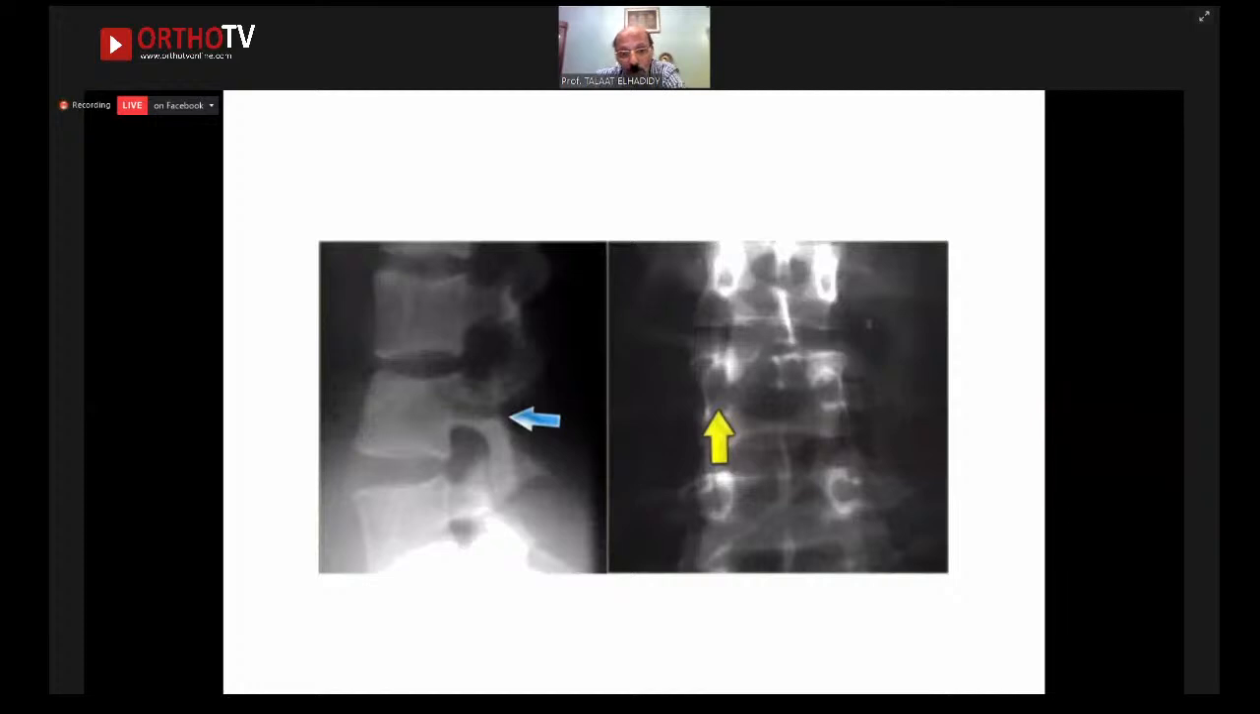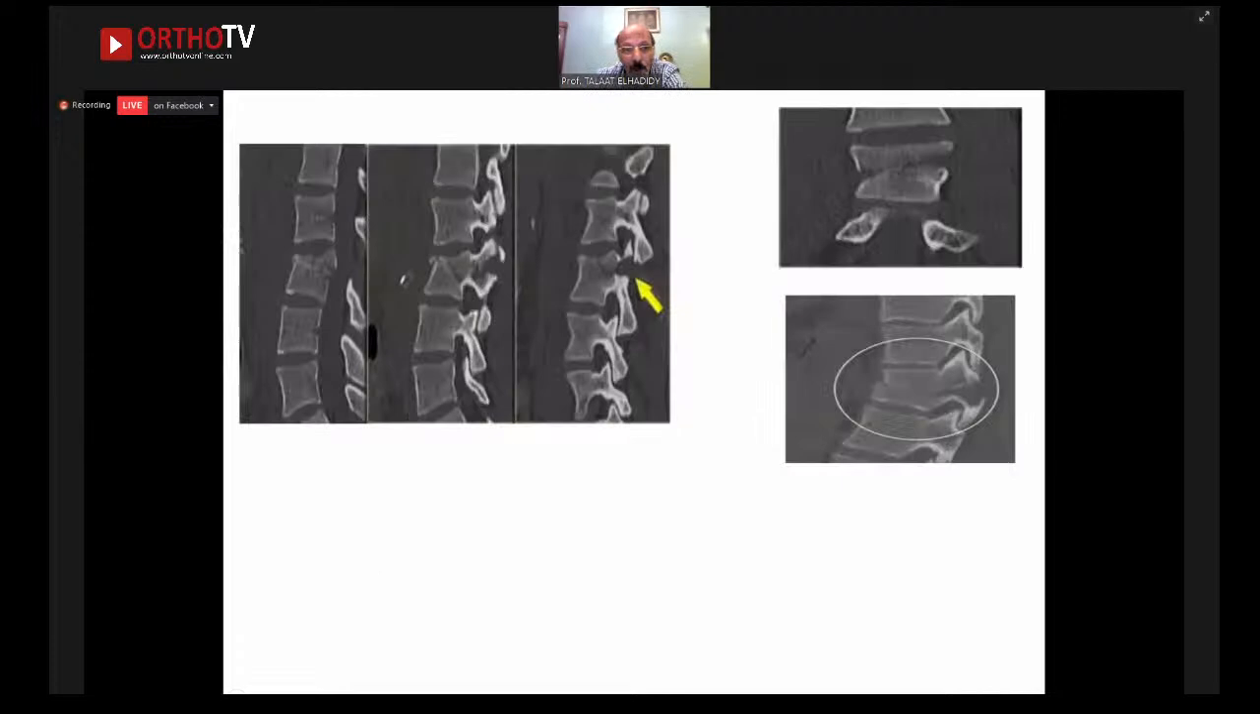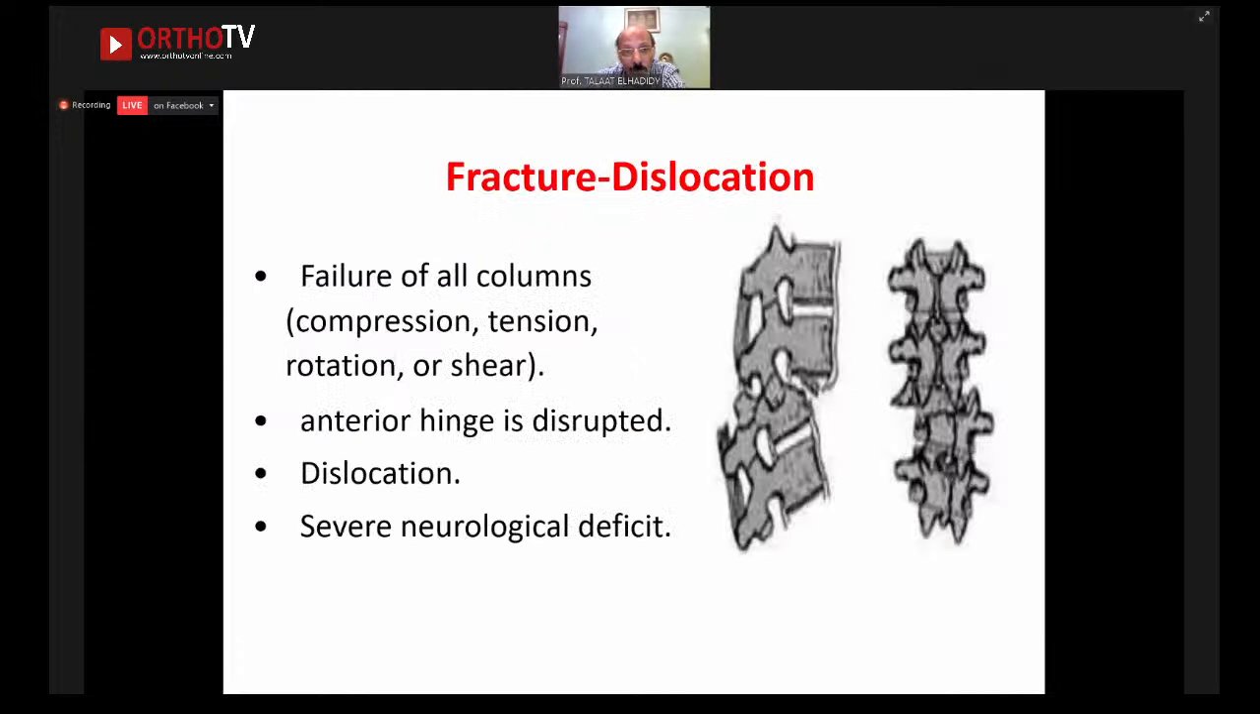And we should suspect it if we see a line here go from the posterior extending anterior. The CT is very diagnostic. And we have the fracture dislocation. It is failure of the three columns. Compression, tension, rotation, or shear, or any combination of these forces will result in fracture dislocation. The anterior hinge is disrupted, the posterior ligamentous complex is disrupted, there is dislocation, and definitely neurological complication.